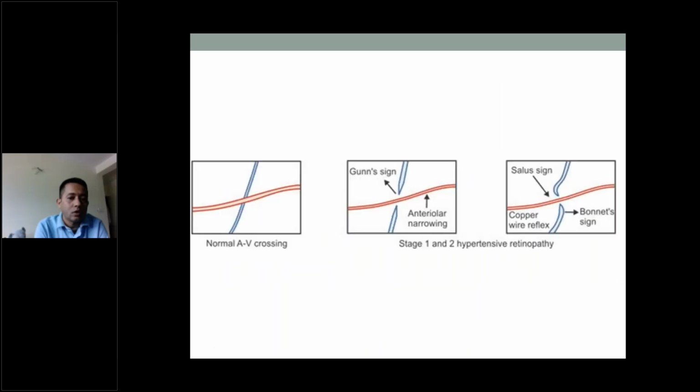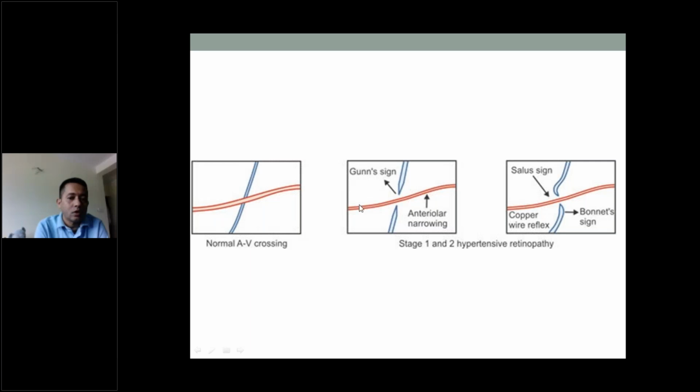So let's talk about a few of the signs we have been discussing. You can see, again, this is the artery going on top of the vein. The vein is underneath, and you can see the vein flows very straight. There is no change in the caliber and no change in the direction of the vein. But there are some signs, like the Gunn sign.